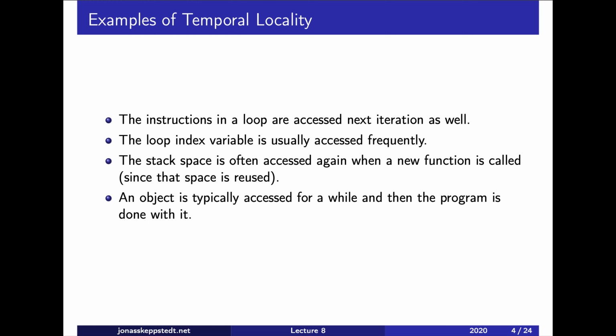Examples of temporal locality: instructions in a loop. They will be used next iteration as well. That one I already mentioned. Stack space. When we make one function call and return and then make another, we will reuse the memory that the previous function used. And if we have some kind of object or a struct, then usually it's accessed several times, and then we do something else.